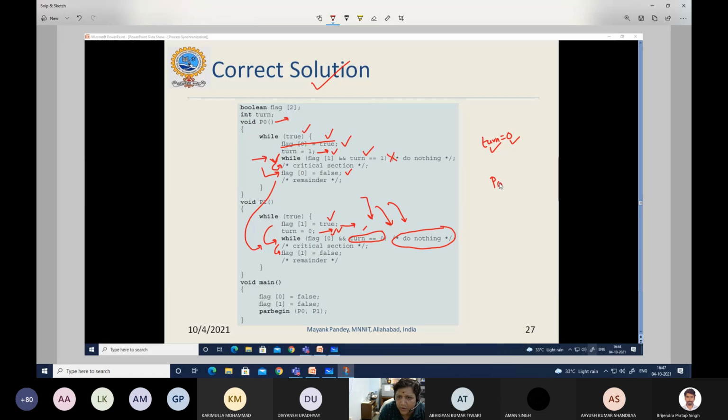Just check. Can you run P naught again, P naught again after P naught without running P1? Check, Brijendra, that P naught gets a chance, and again P naught is scheduled. Okay, sir. Abhigyan, everybody else check. Can we run P naught again and again without running P1? Yes, sir. We can run. So there is no dependency like the first attempt. Okay. So we have checked all the corners actually.